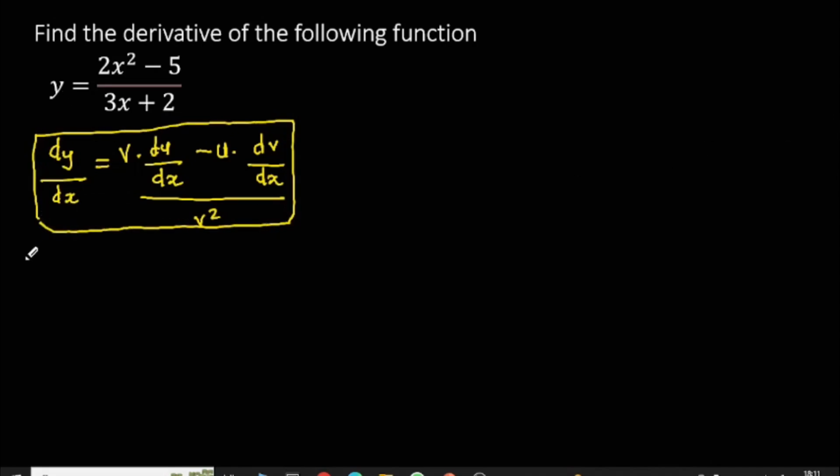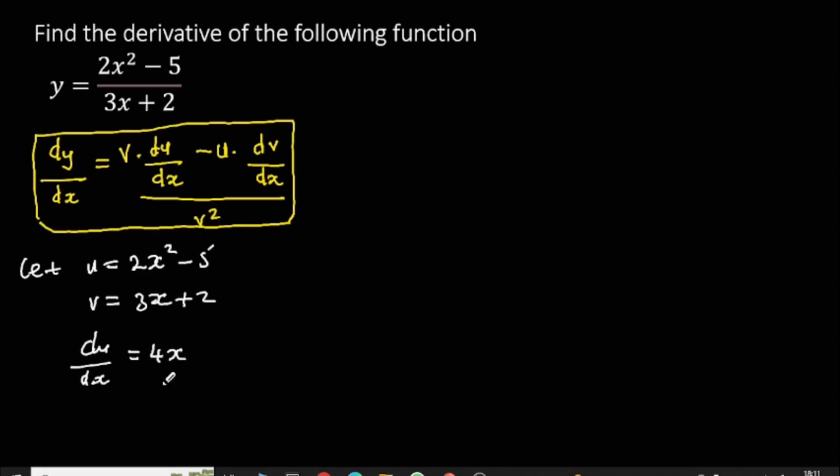Let u be our numerator, which is 2x squared minus 5, and v is equal to our denominator, which is 3x plus 2. Now from this formula, we can see we have to find change in u over change in x and change in v over change in x. We differentiate u to get that, and the derivative of this function is 4x. Then we differentiate the v function, and differentiating 3x plus 2 gives us a derivative of 3.